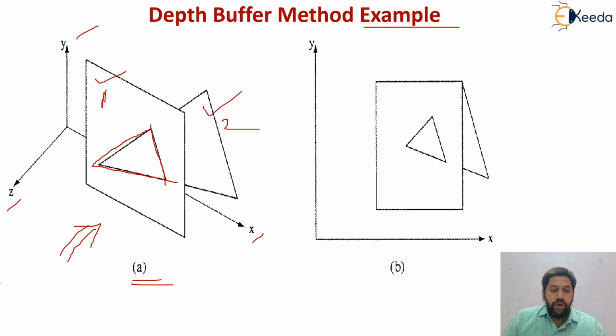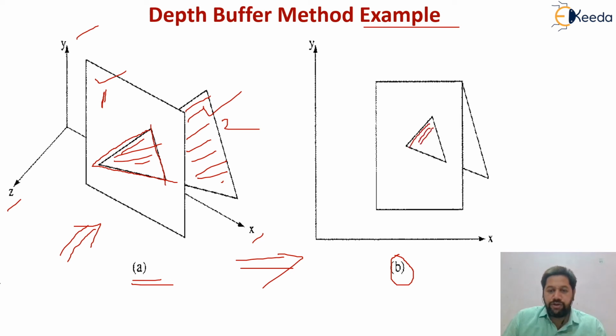Now in this particular position, if I apply the depth buffer method, my expected output is shown in diagram number B. You can find that. Suppose this particular triangle has the brown color. In my display, I can find that this is the visible part, displayed with the given color, and this is also the part of my triangle which is visible.